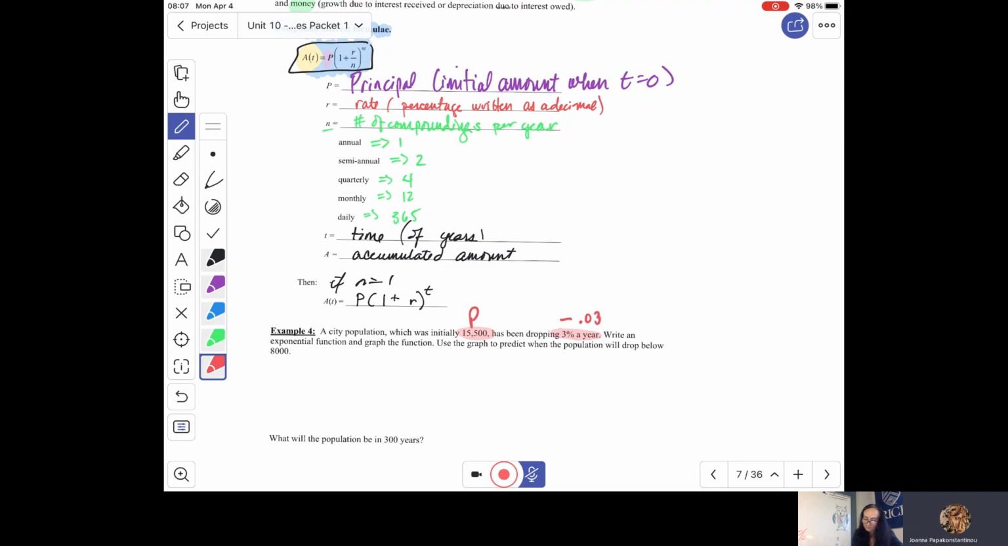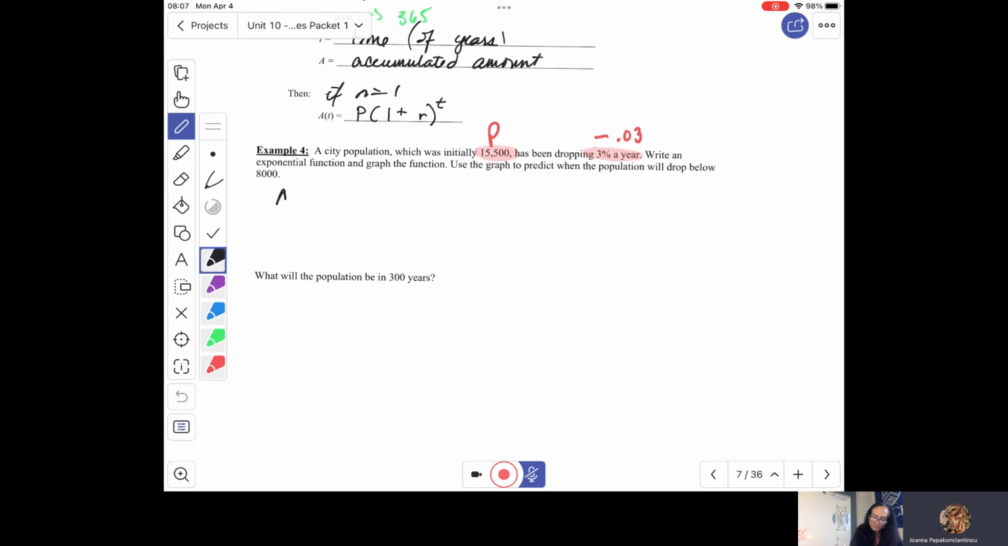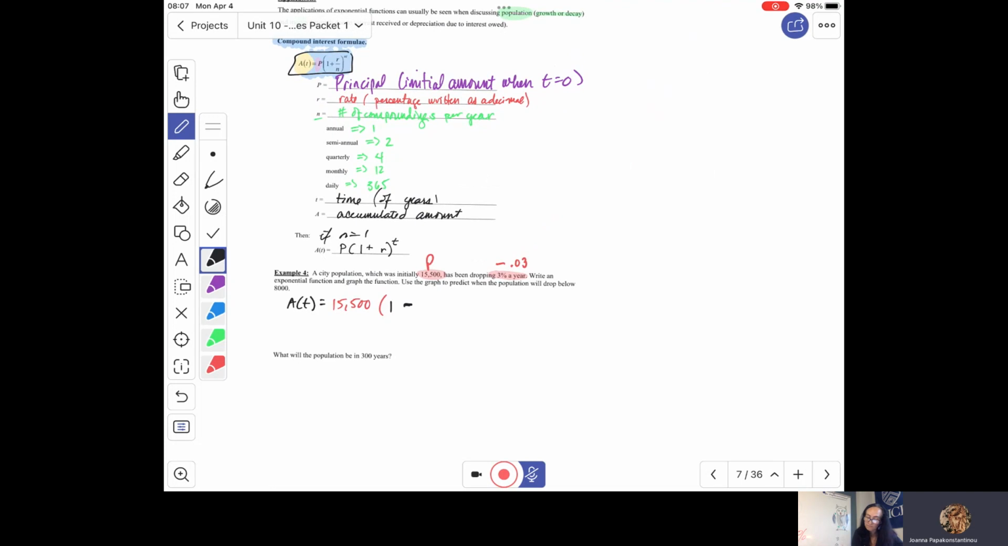0.03. Excellent. Now, if we want to write an exponential function and graph the function and use the graph to predict when the population will drop below 8,000, let's think about how I'm going to write that equation. So A of t, the amount of people I have in my population at some time t, is, we said our initial amount was 15,500, and that is 1, right, from our formula up here, 1 minus 0.03 to the t power.